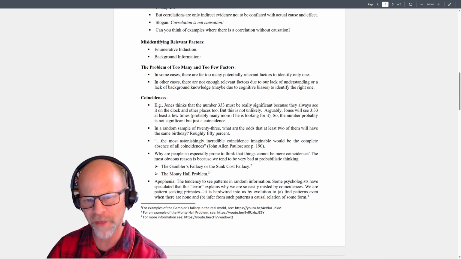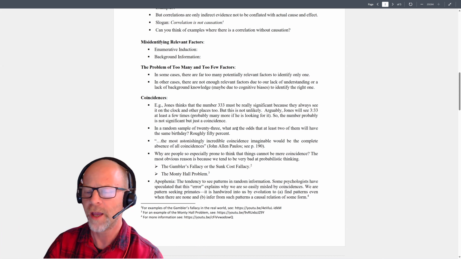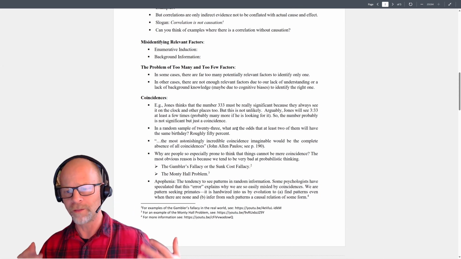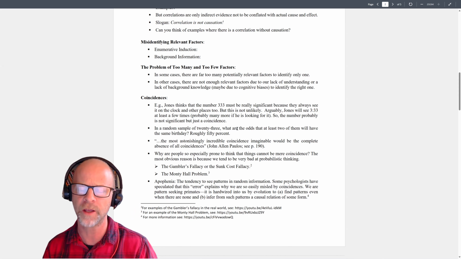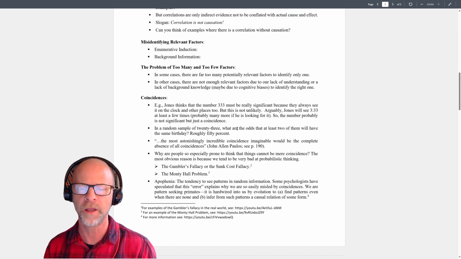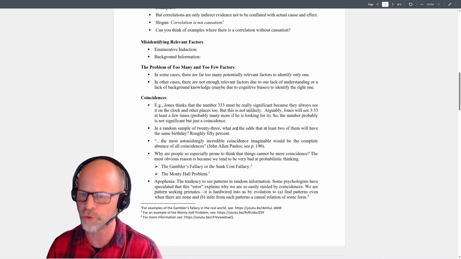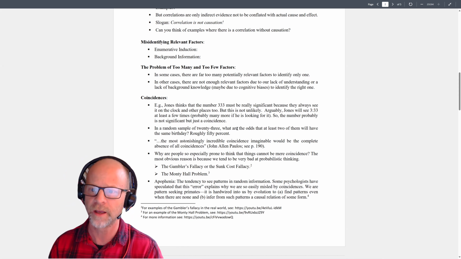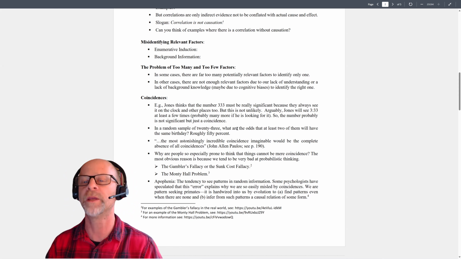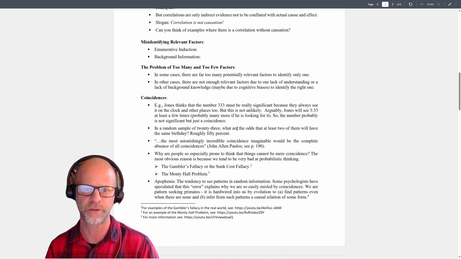But then there might be other cases where there are not enough relevant factors. Maybe that's because of our lack of understanding of the particular issue that we're dealing with, or some kind of insufficiency with regard to background knowledge. And maybe that's actually due to some cognitive bias. And that could potentially be what's gone wrong in our ability to identify just the right causal factor.